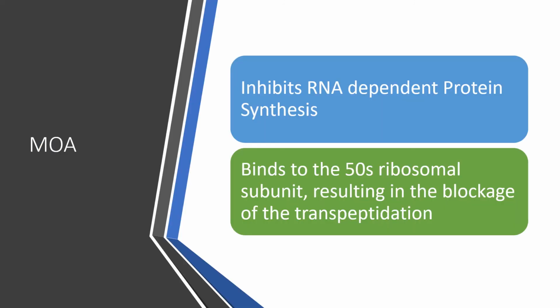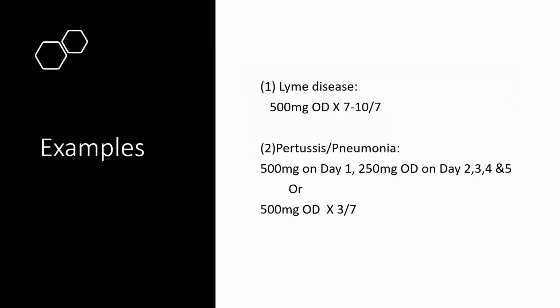Mechanism of action. Azithromycin inhibits RNA-dependent protein synthesis. It binds to the 50S ribosomal subunit, resulting in the blockage of the transpeptidation. Examples of situations where and when we can use azithromycin are the following. In Lyme disease, you can use azithromycin 500 mg once daily for about 7 to 10 days.